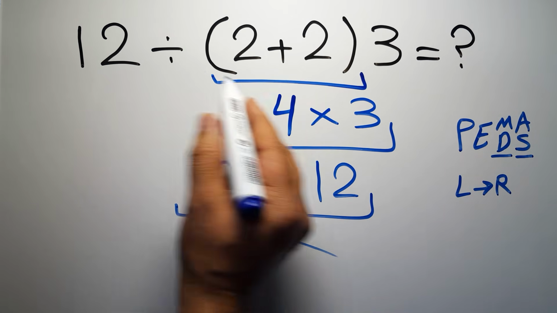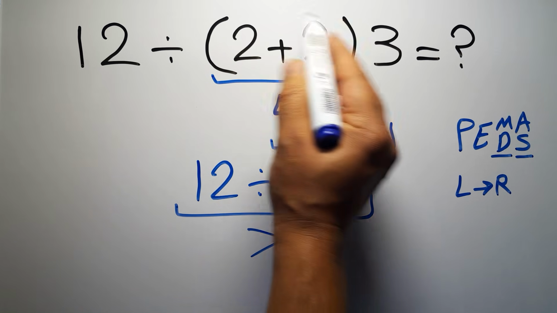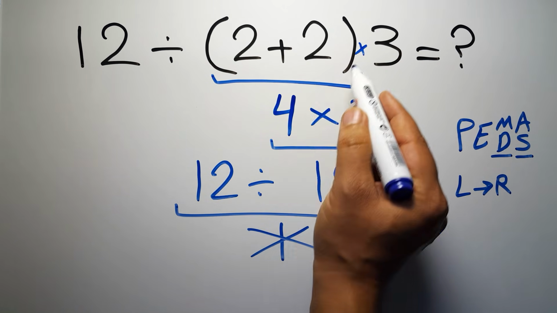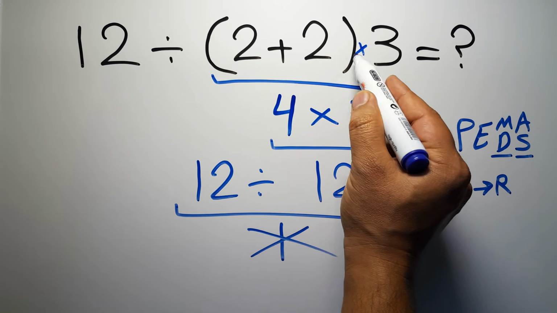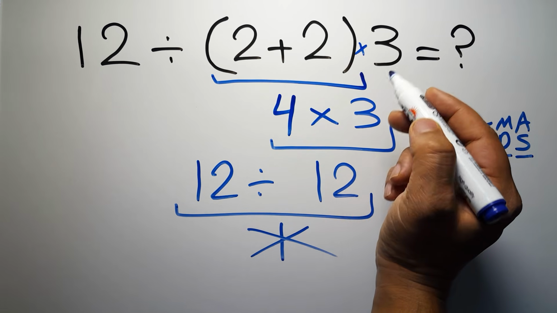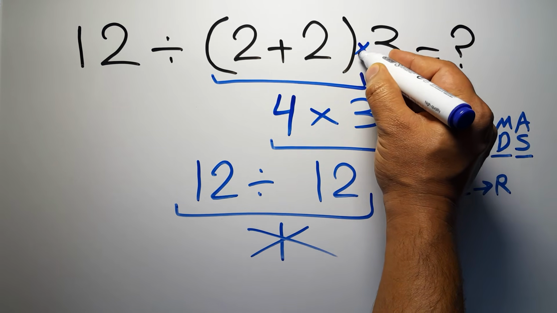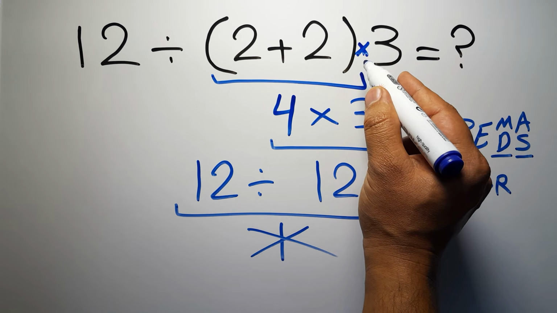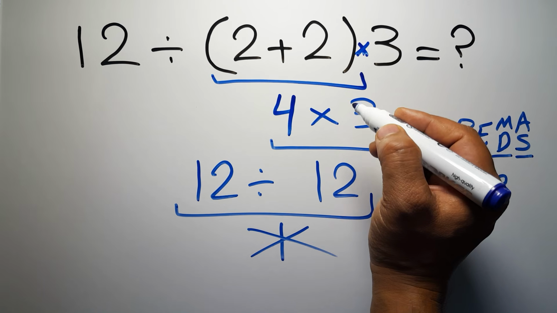In this expression, we have one division, one parenthesis, and one multiplication. Inside these parentheses, we have one addition. Here we have a multiplication, because in mathematics, when a number is placed next to parentheses, it means multiplication. And we usually don't write the multiplication sign for brevity.